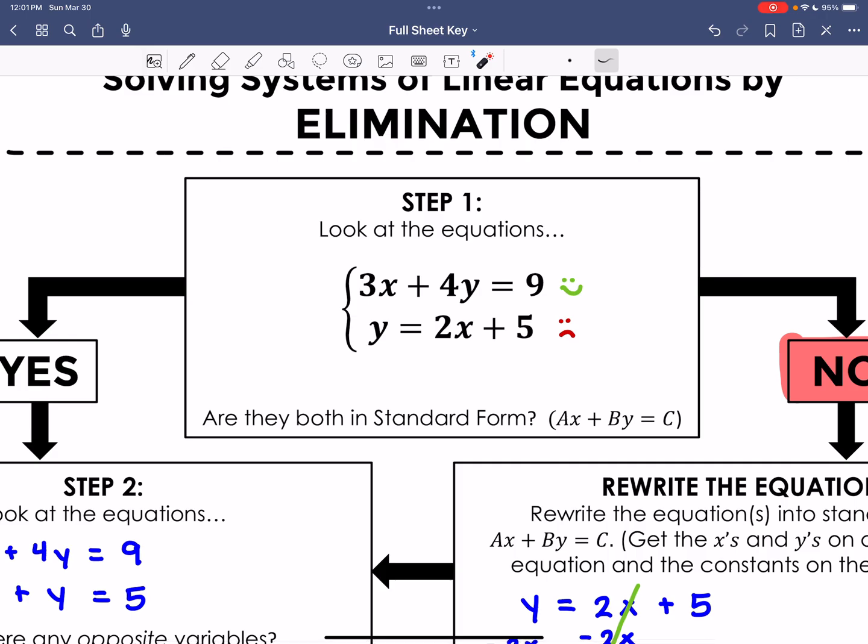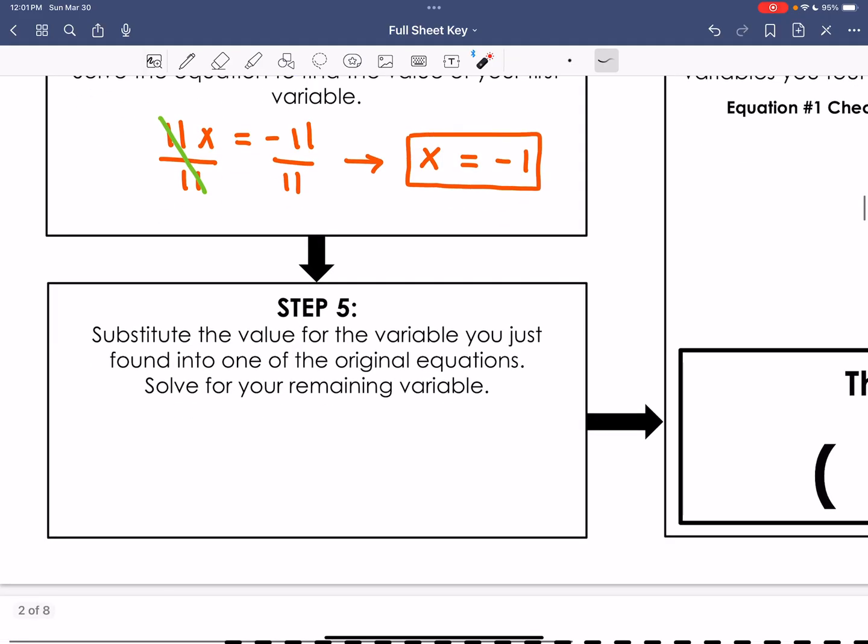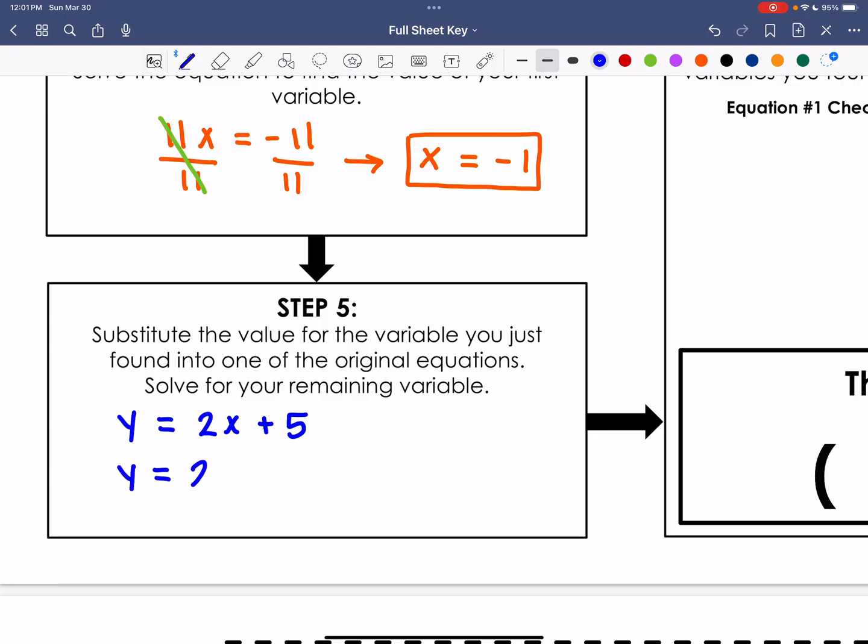This time, I prefer the bottom equation. It is totally up to you which one that you want to pick. I think the bottom one will be easiest if our goal is to find y, but if you liked the top one better, you do you. It does not matter. So I'm going to copy down the original equation y equals 2x plus 5. And then I am going to substitute in the value that we just found, which is that x equals -1.